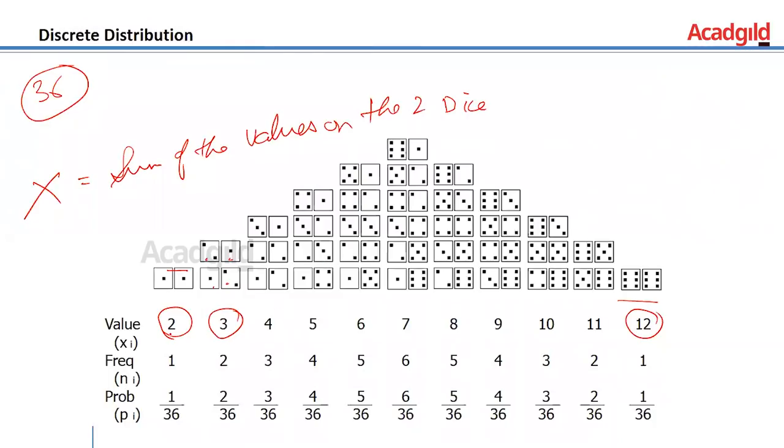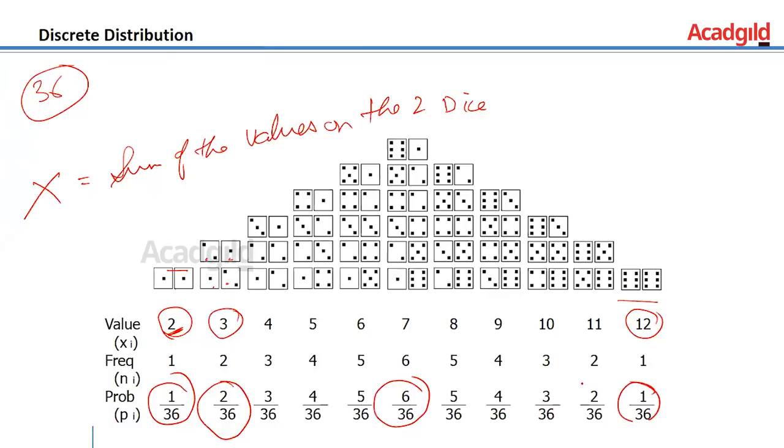Okay. So what's the probability of getting 2? Since only one such case is there, probability of getting 2 is 1 by 36. What's the probability of getting 3? Since there are two such cases, it's 2 by 36. And so on and so forth. What's the probability of getting 7? It's the highest number, 6 by 36 or 1 by 6. And the probability of getting 12 is 1 by 36.